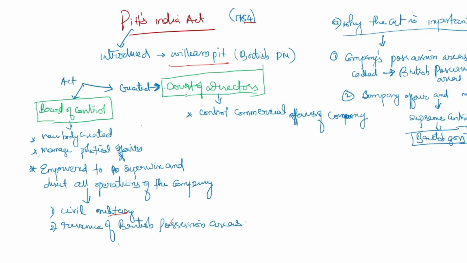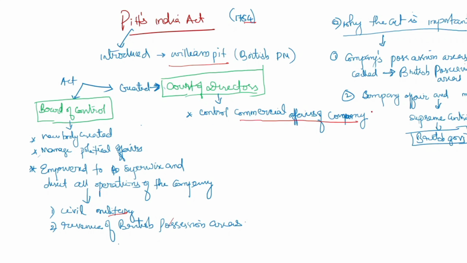The act divided the Governor General's governing body into two, one is the court of directors and one is the board of control. The court of directors has the function of controlling the commercial affairs of the company. What is the function of the court of directors?